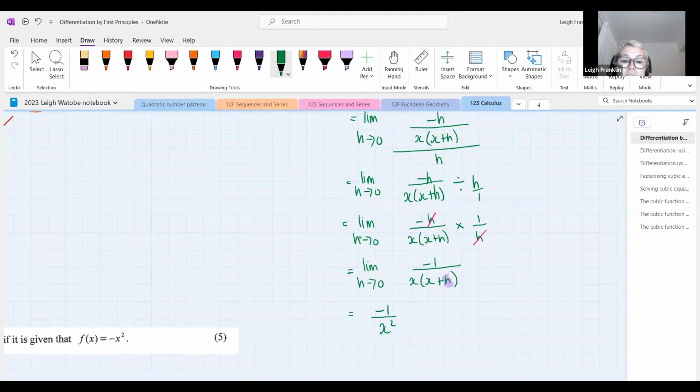Okay, either you could leave your answer like that, but it would more likely be written as minus 1 over x squared, like this. Okay, and that would be your final answer. So there's no need to do that. Okay, there's no need for you to do that.